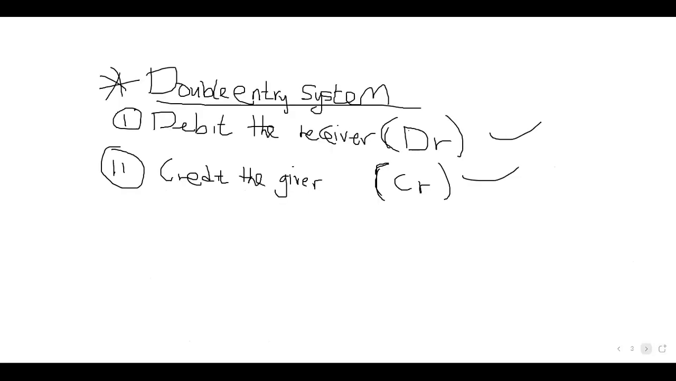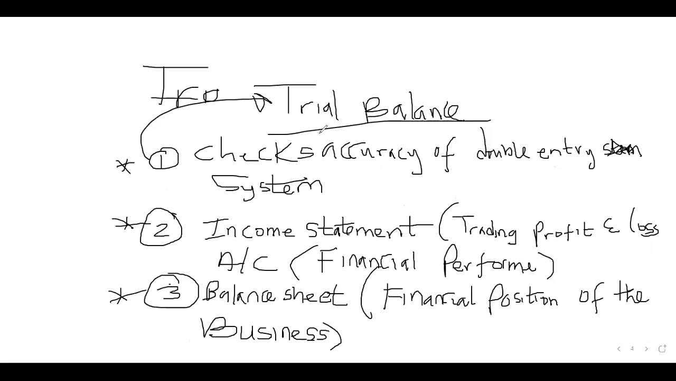Then preparing the double entry system. On a double entry system, we are looking at the debit and the credit, so that you debit the receiver and then credit the giver. I'm just making a recap of whatever we've done so far. Then also the trial balance checks the accuracy of the double entry system. Then from here, we are looking at the financial statements.